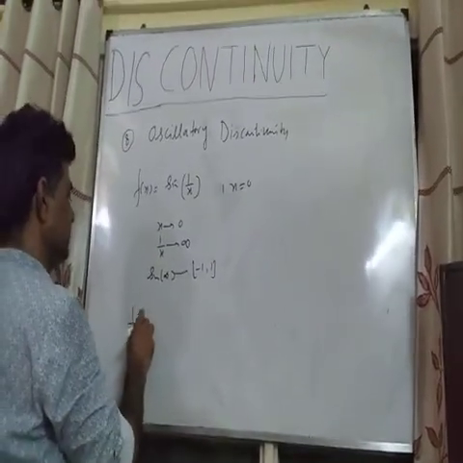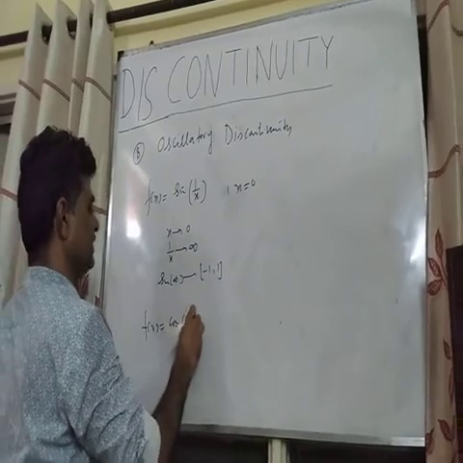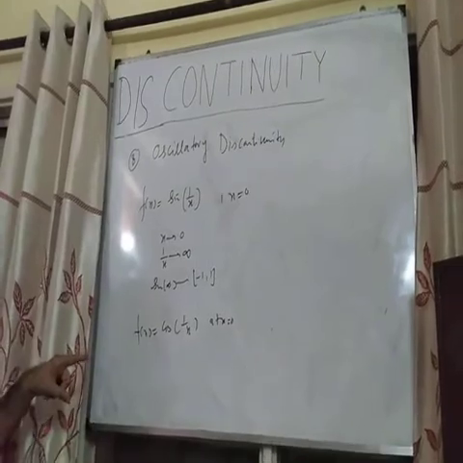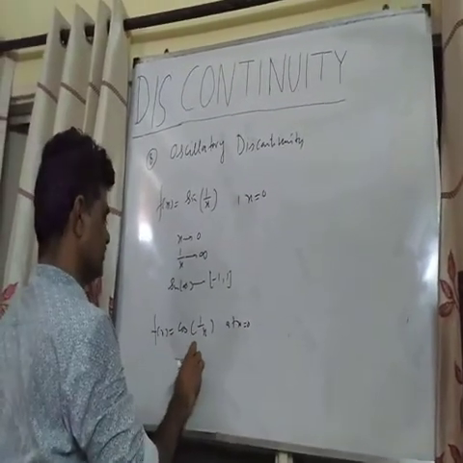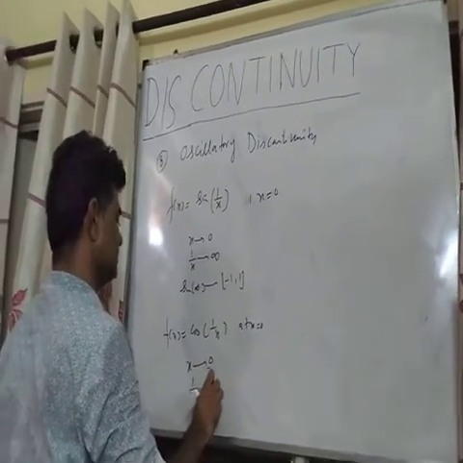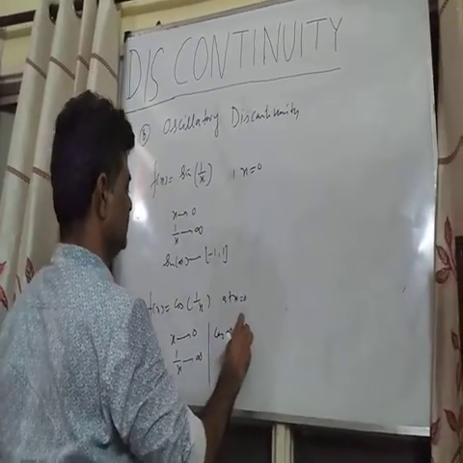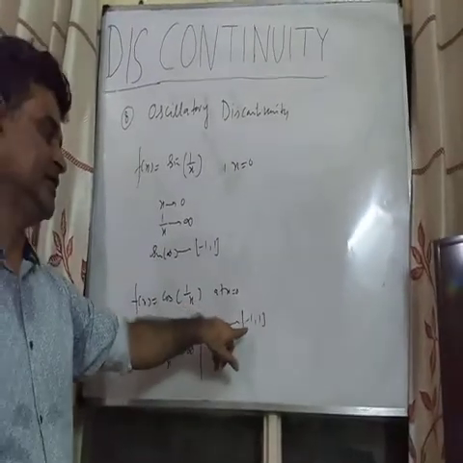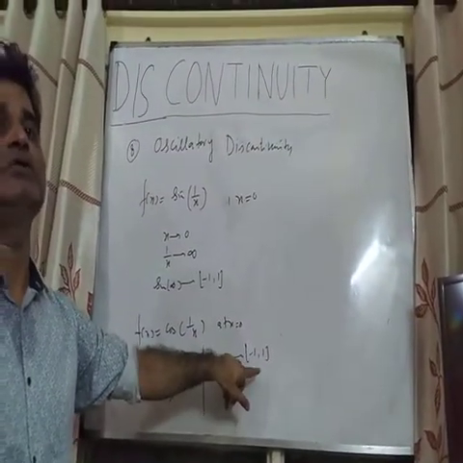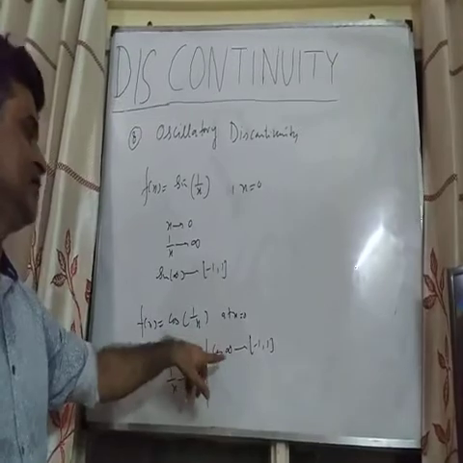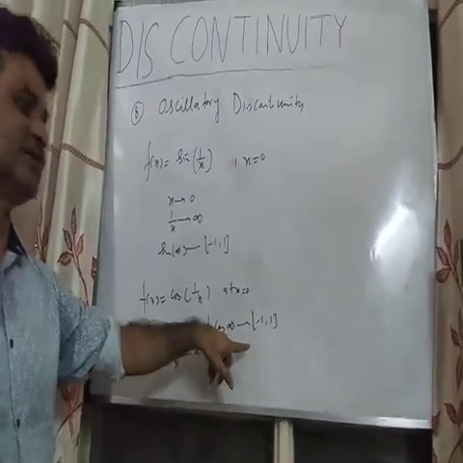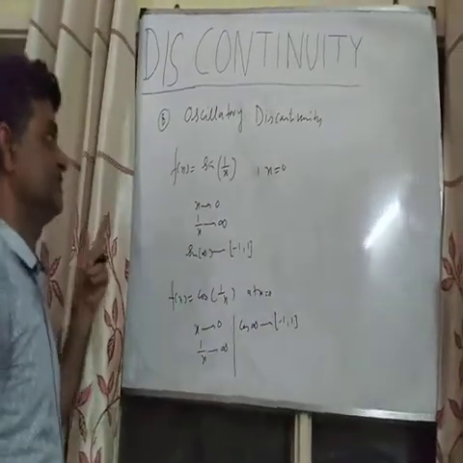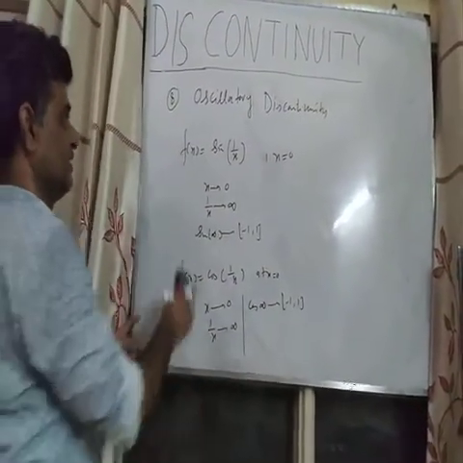Similarly, you can see for f(x) is equal to cos 1 by x at x equals 0. This is also oscillatory discontinuity, because when x is tending towards 0, 1 upon x will tend towards infinity, and cos infinity will lie in the interval minus 1 to 1. It is not going to have a definite tendency. So here the limit does not exist, so we can say that the function is discontinuous. This kind of discontinuity is known as oscillatory discontinuity.